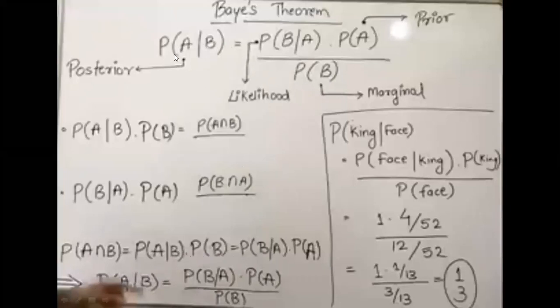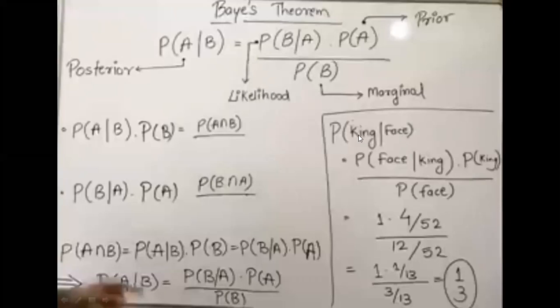Like on the left hand side, whatever you have seen is called the posterior, and this is the likelihood, and this is the prior, and this is the marginal. So let me narrate this whole concept and conclude it with a simple example. That is, let me take the probability of finding a king given a face card.